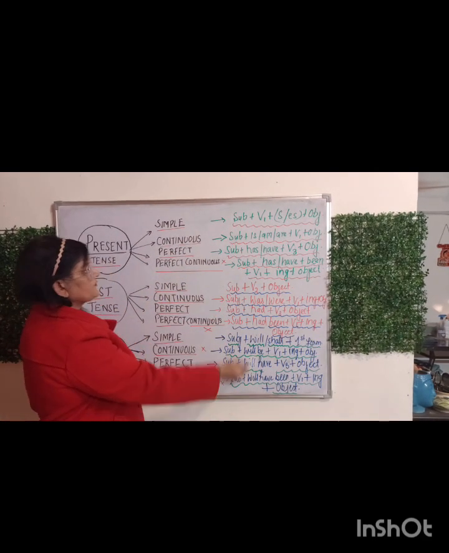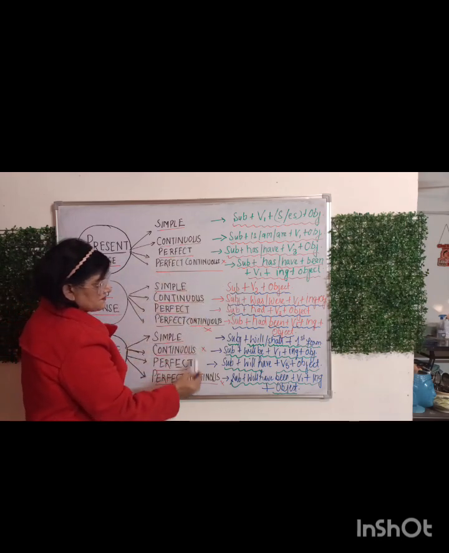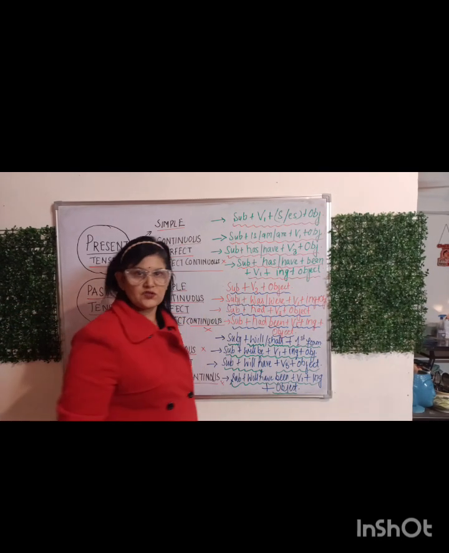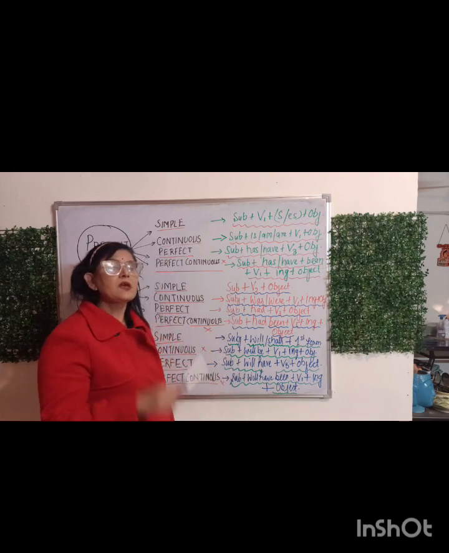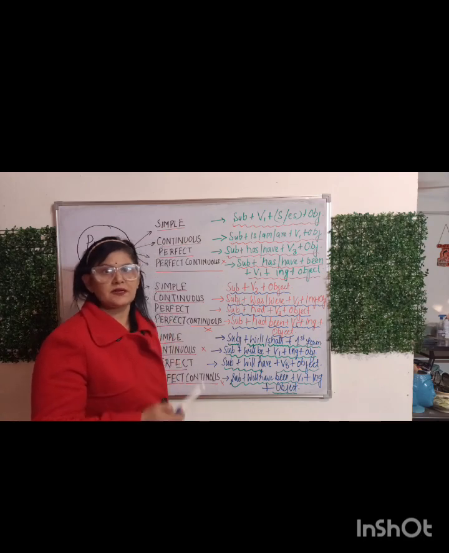So in all the continuous tenses, we use the ing form. So in this way, you can frame sentences and you can identify the sentences.